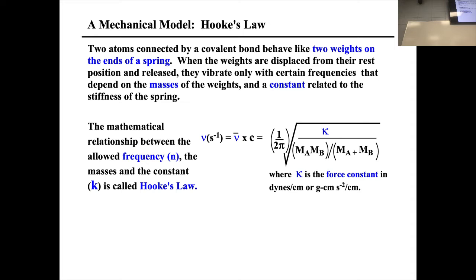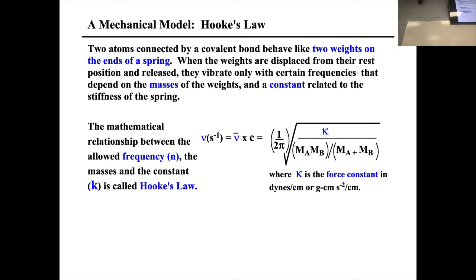So what do I want you to take away from this? I want you to take away from this that we're using classical mechanics, classical physics of masses and springs, and applying it to atoms. And it works really well for us, okay? It's a great way to think about it.